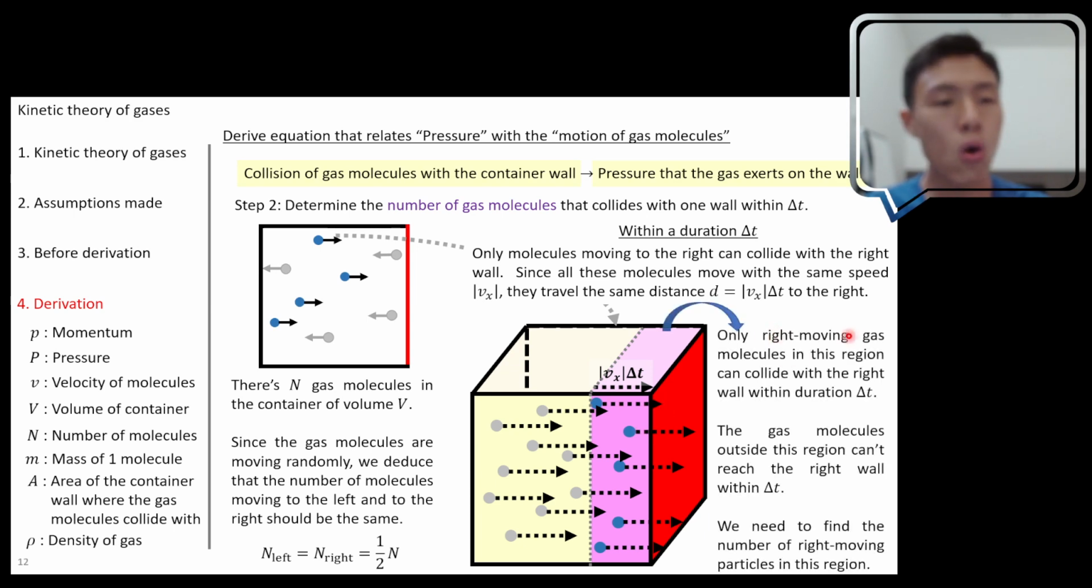So now, only right moving gas molecules in this pink region here can collide with the right wall within duration delta t. If you are a gas molecule outside this region, you are not able to reach the right wall within delta t because you are out of reach. You cannot reach the wall within this short amount of time, delta t. So we need to find the number of right moving particles in this pink region over here. How many particles are there in this pink region? That is what we need to find out.